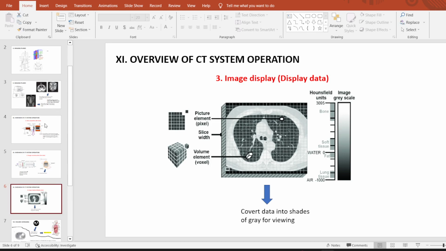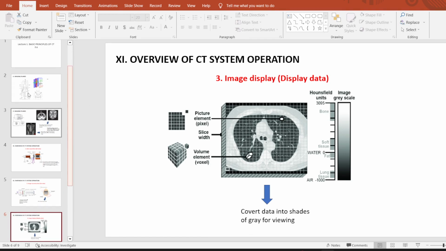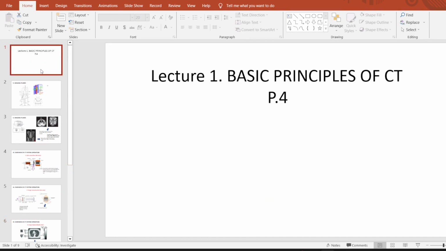This overview of CT system operation is also the last section of lecture 1, the last part, part 4, of lecture 1, basic principles of CT.